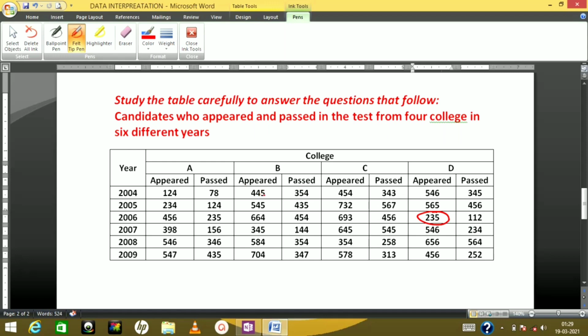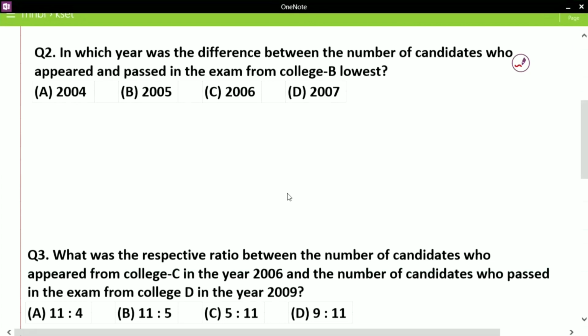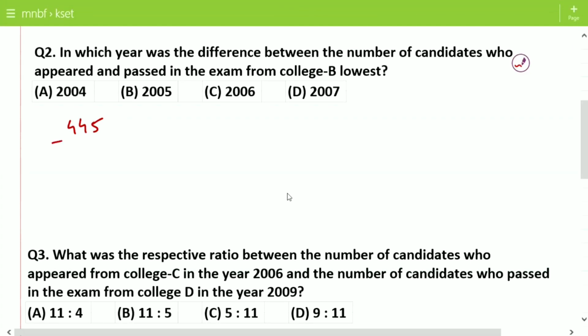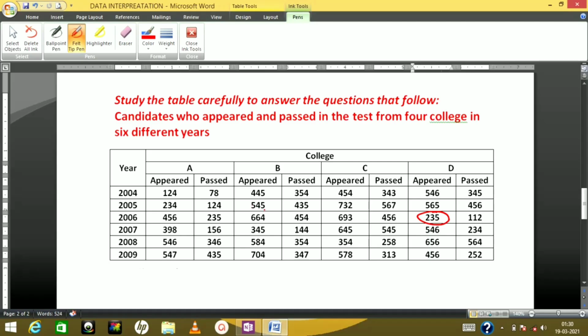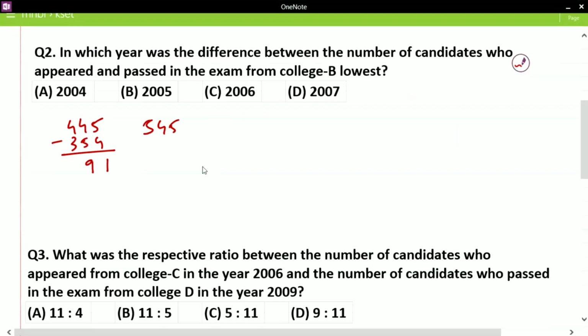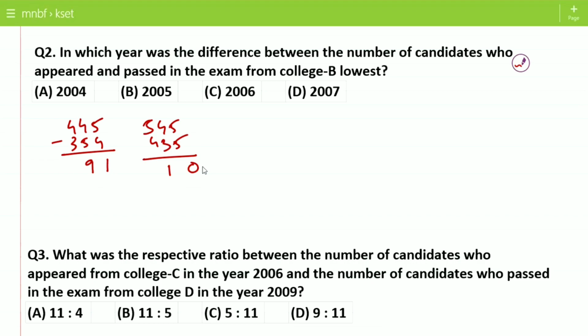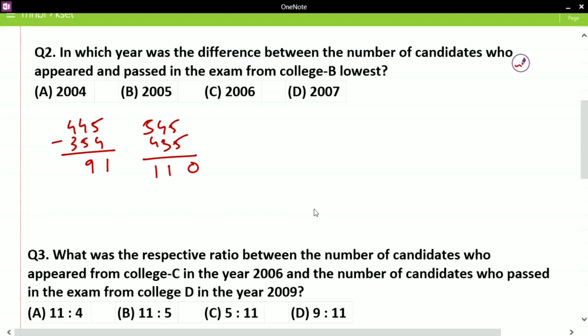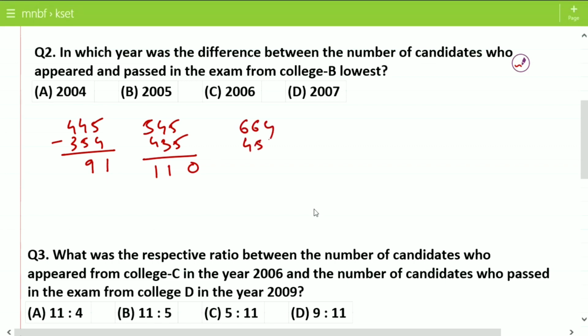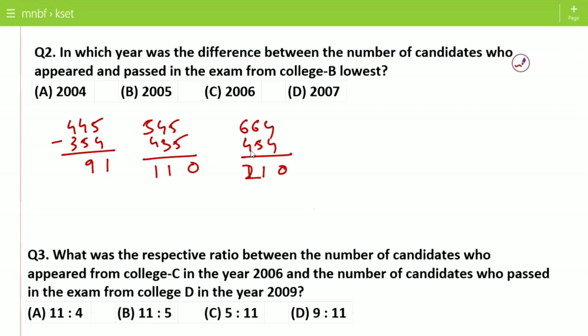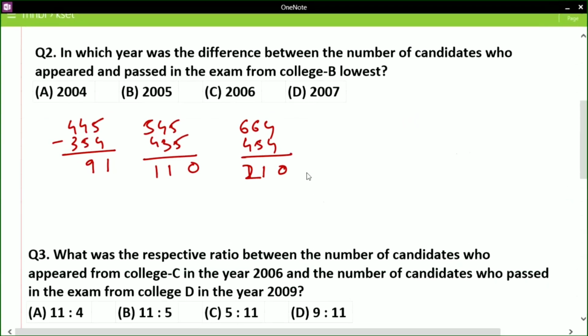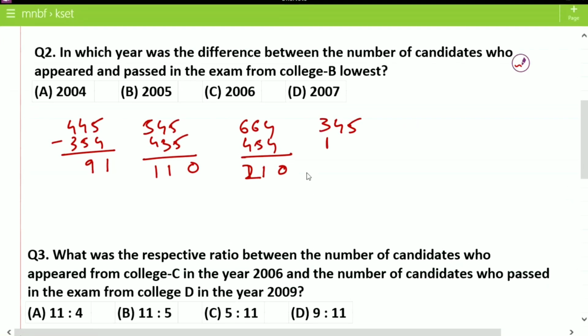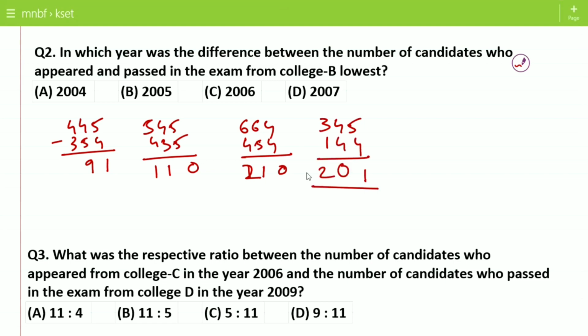So in the year 2004, 445 minus 354. So you get 91. Then in the second year, 545 and 435, you get 110. In the third year, 664 and 454, so again you get 210. Then 345 and 144, you get 201.